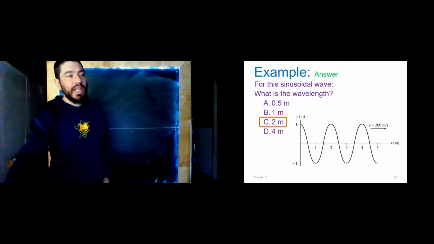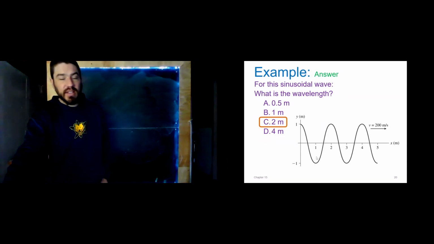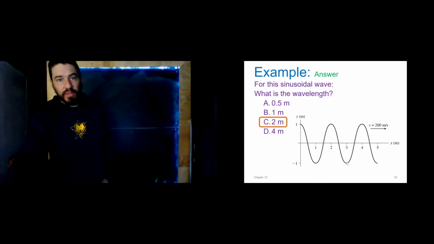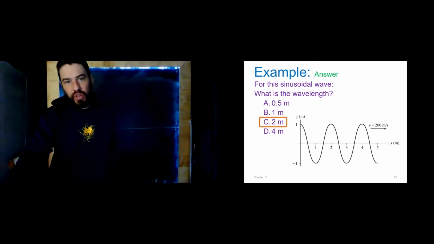It's 2 meters because we need to look at the distance from one peak to the next. But notice that it's also the distance from one trough to the next trough. It's also the distance from one crossing going up to the next crossing going up. If we just go to the next subsequent crossing, that's only half of a wavelength, because that is not a corresponding point. Here we're crossing and going up, here we're crossing and going down. We need to go to the next one, which is also 2 meters.